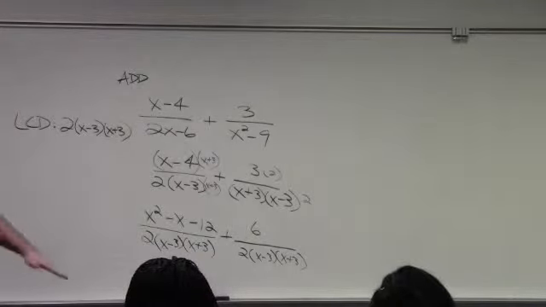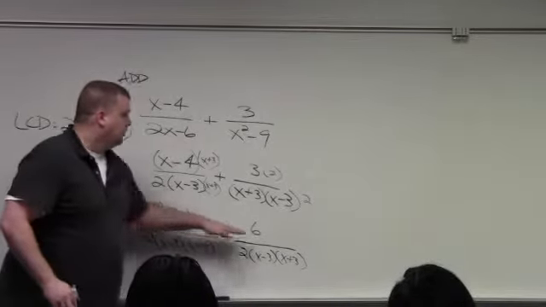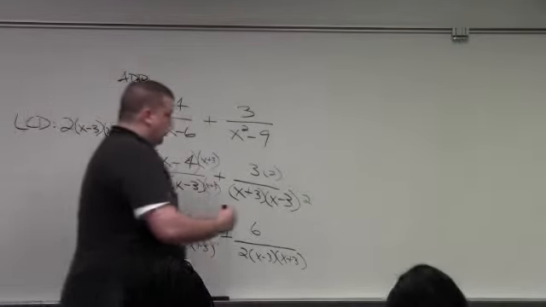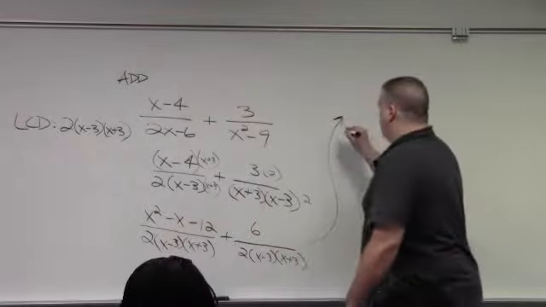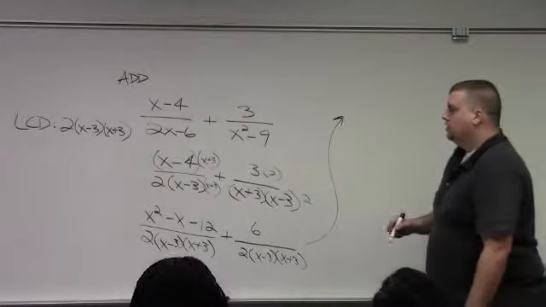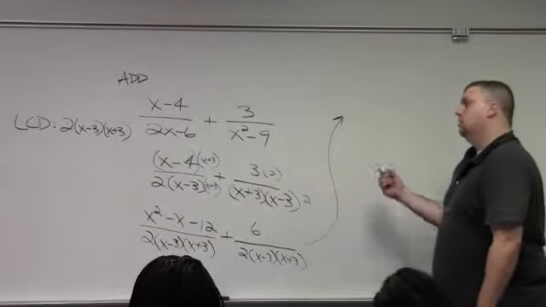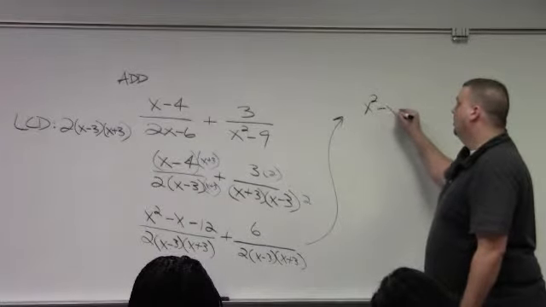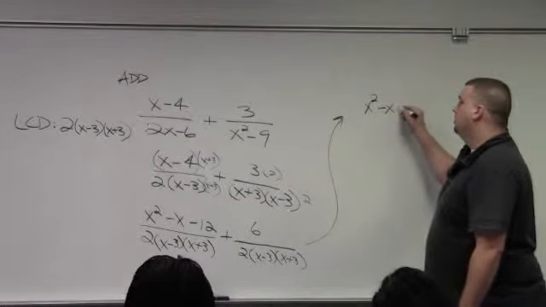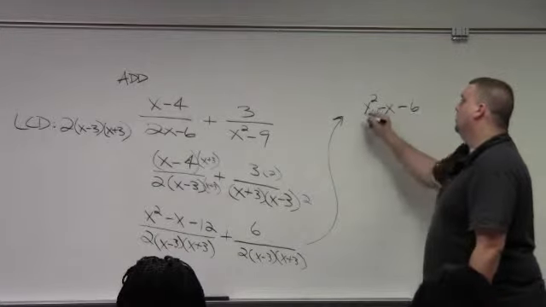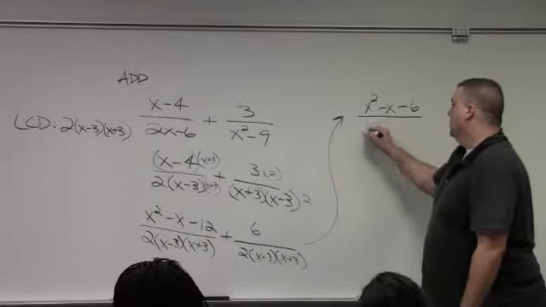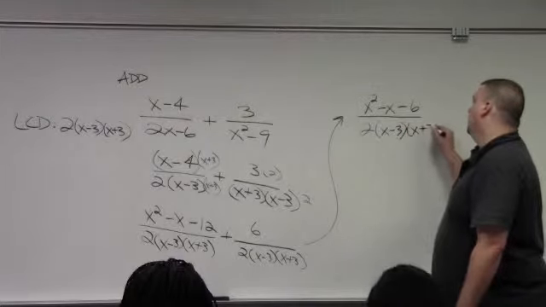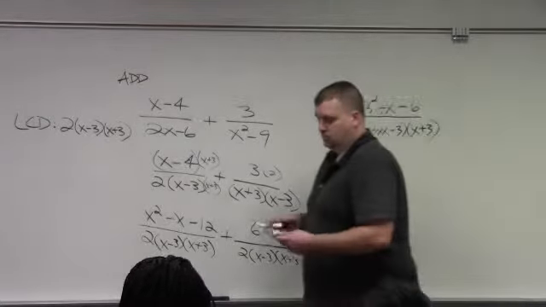So what can I do with all my terms on these fractions? Combine like terms and write it as one fraction. So let's move over here. x squared minus x minus 12 plus 6. What is that going to give me? It's going to give you a negative 6. All right. Thank you. Am I done? Yeah.